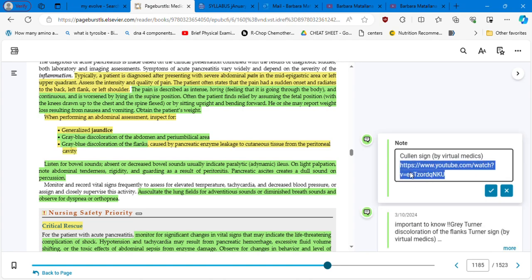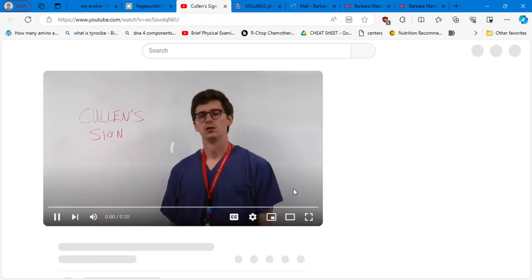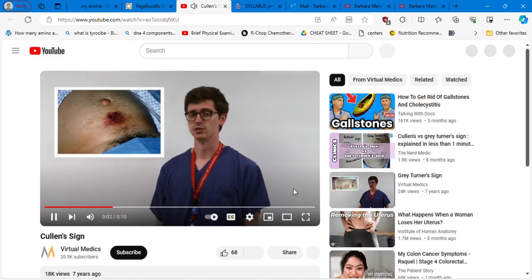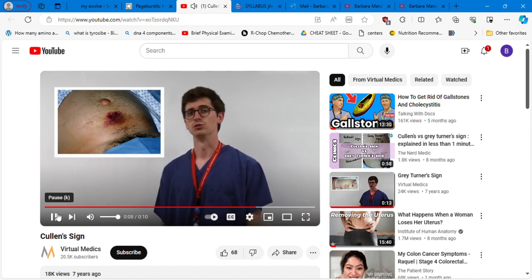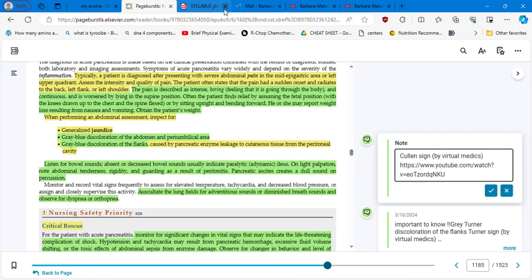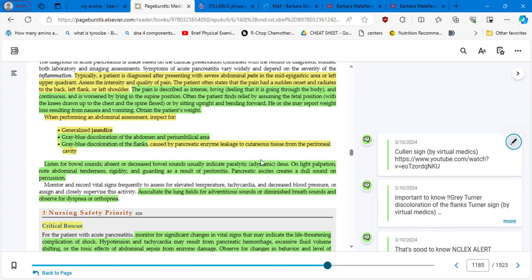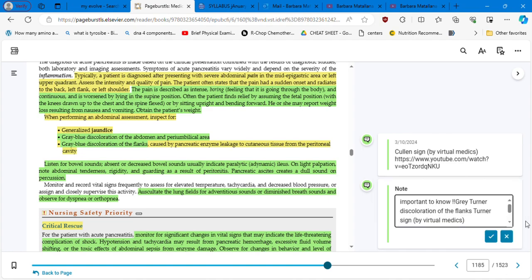Here it is. Let me play the video so you can be familiarized when you see this presentation. Cullen sign is often seen in severe pancreatitis, and it's characterized by periumbilical bruising and edema, and is caused by retroperitoneal bleeding. Okay, so you have the Cullen sign over there, the mid-epigastric, this bruising, and then you have the gray-blue discoloration of the flanks, which is called the Gray-Turner sign. Let's play this video. So you have the Cullen, is the mid-epigastric, and then you have the Gray-Turner sign.